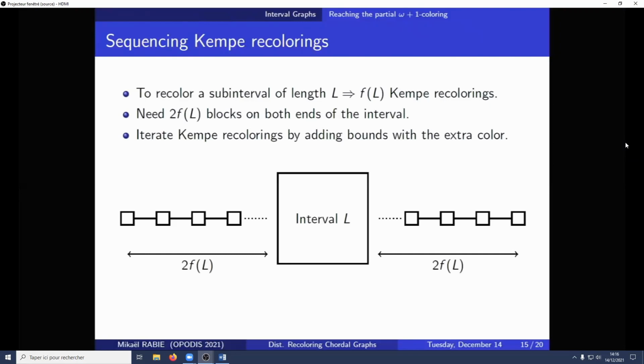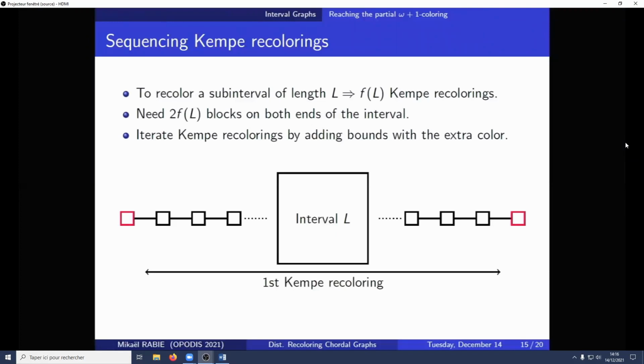So basically, we will use the far end boxes with the extra color to block one of the colors we will switch. Then we do our first Kempe recoloring. Then on the third and the sixth box, we will use the extra color and be able to do the second Kempe recoloring, again and again. And at the end, our interval L will have our target coloring.